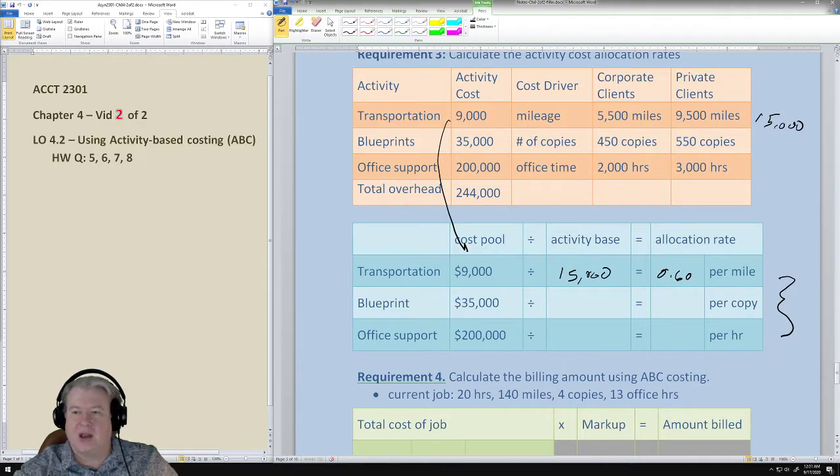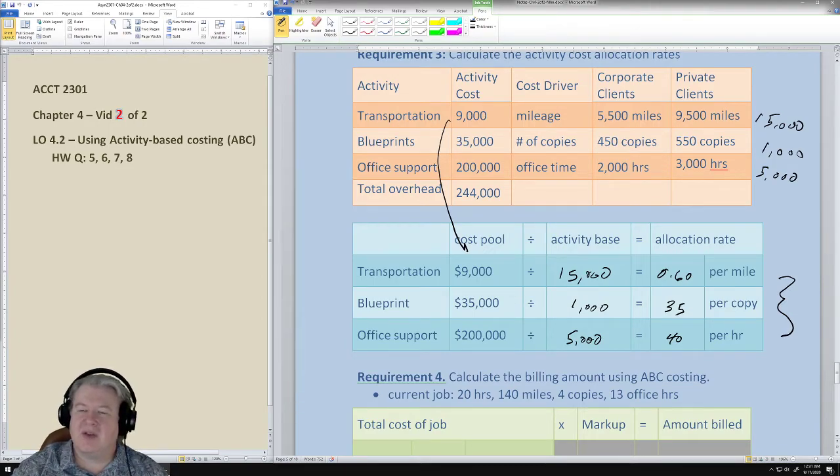60 cents. So here, this is 1,000, and this is 5,000. So we would put these in here. And that gives us, well, that's 35, and that's 40. So we previously had one rate of $24.40 based upon just hours worked, and now we've got a little bit more detailed, a little bit more accurate way to cost this job.